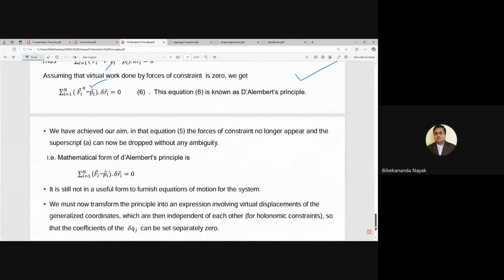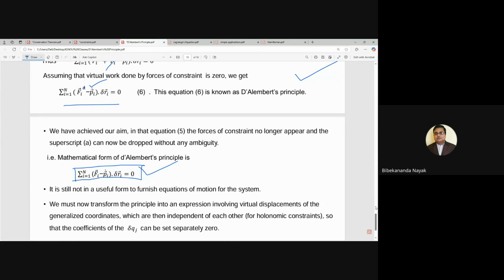Okay. We have achieved our aim in equation 5. The force of constraint no longer appears. There is no force of constraint, so now we can remove this superscript A. We got this equation as the D'Alembert's principle: sum over i equal to 1 to n of (Fi minus Pi) dot delta ri is equal to 0.